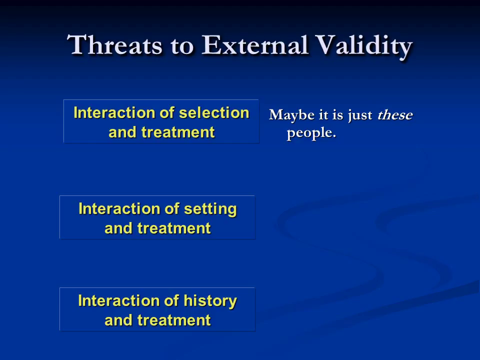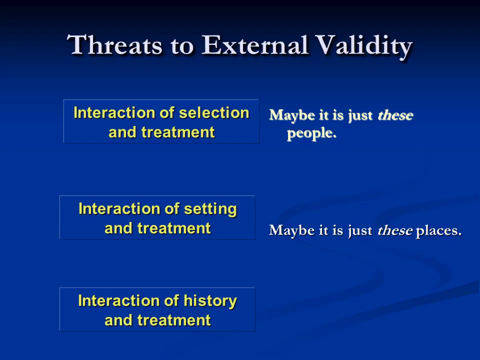So in the Hillary Clinton poll example from Quinnipiac, one of the criticisms of that poll was that the poll had a disproportionately high number of registered Republicans. And if you have higher numbers of registered Republicans, it's quite likely that Hillary's unfavorability was probably a reflection of just these people. Likewise, you can have an interaction of setting and treatment.